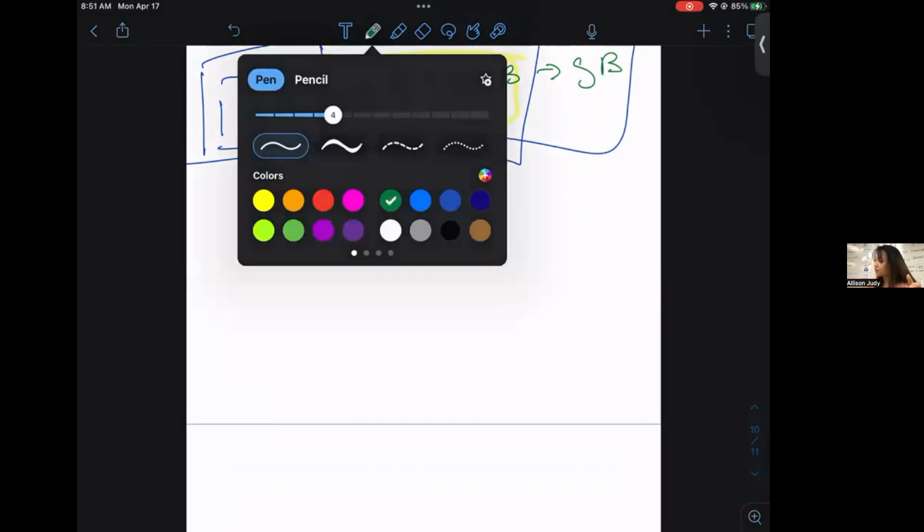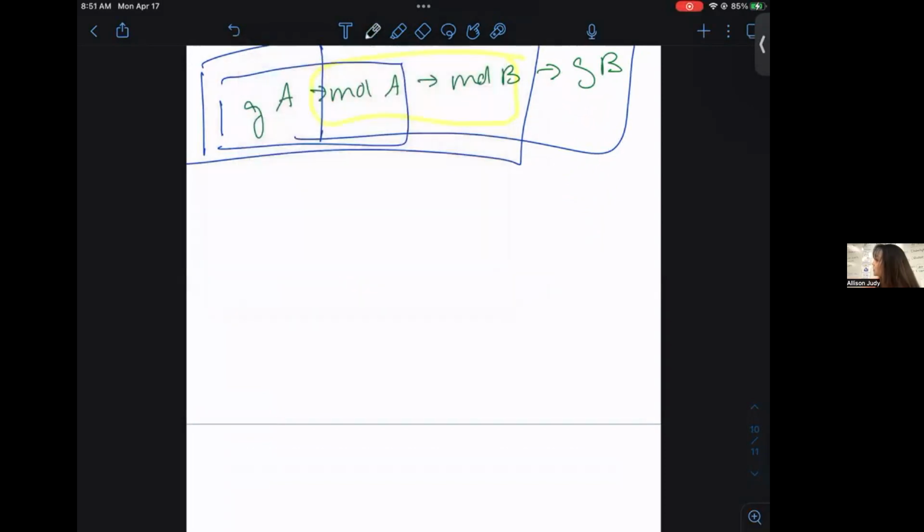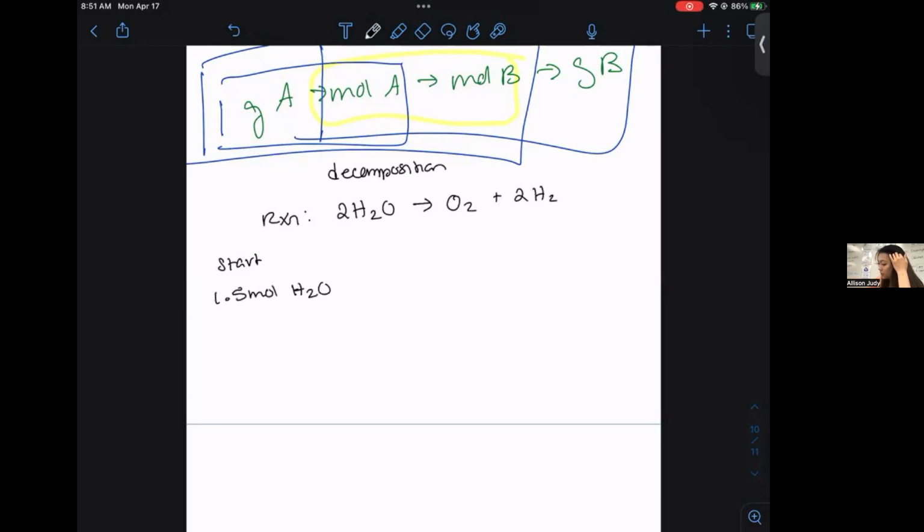So I give you in the do now, in the warm up, the balanced chemical reaction. The reaction that you're examining is the decomposition of water into oxygen and 2 hydrogen. Okay. This is a decomposition reaction of water. And I say that I start with 1.5 moles of H2O, and I want to end with moles of O2. So what we're seeing here is we're changing. You should be either writing this down or making note of the process.